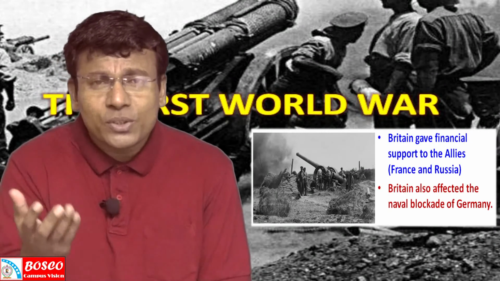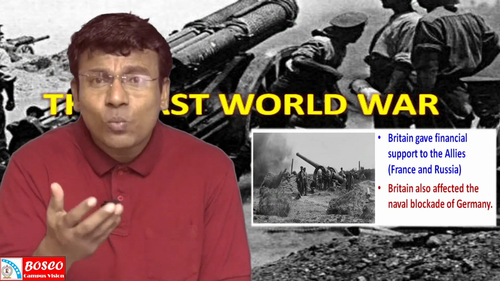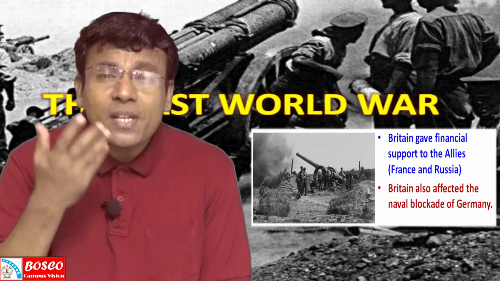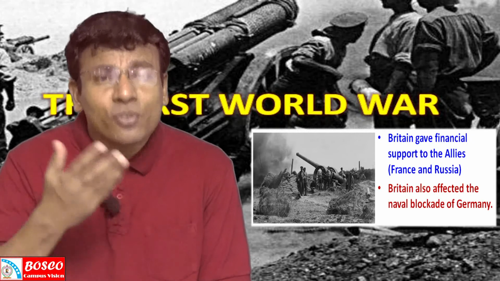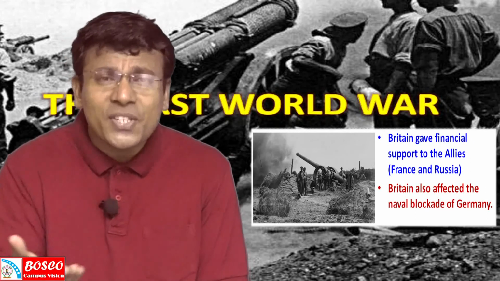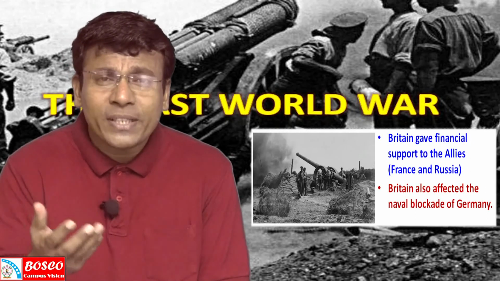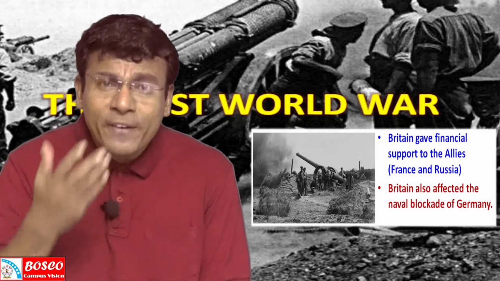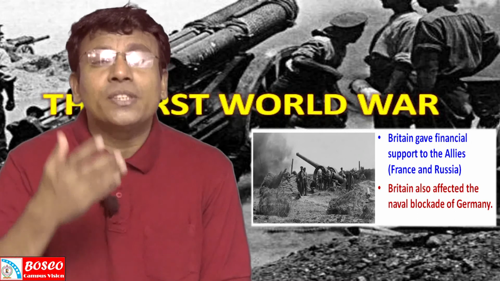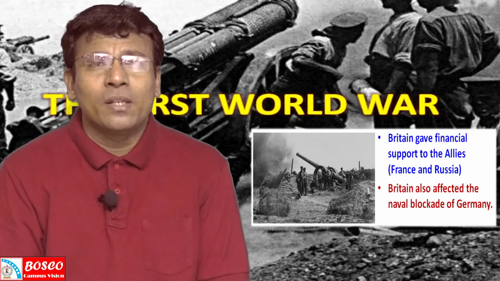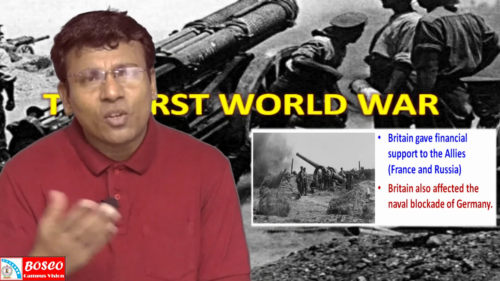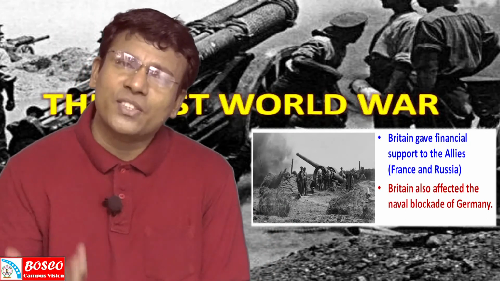The role of Britain was that Britain served the war in two ways. The first was that Britain gave financial support to the Allied forces, France and Russia. It had a lot of economic wealth. It provided financial support. Secondly, Britain also enforced the naval blockade of Germany. So that was the way Britain intervened in the war. The war entailed the loss of lives on a large scale.